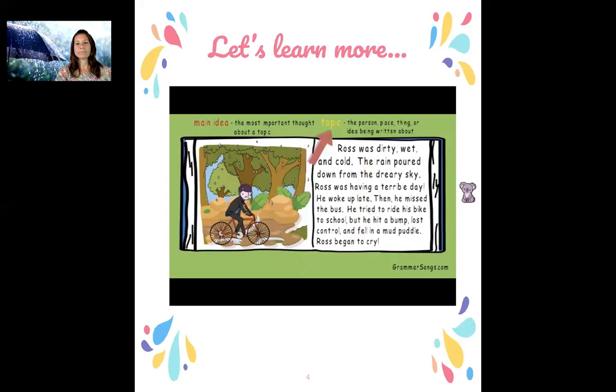First, we need to find the topic. What person, place, thing, or idea is this paragraph about? Of course, it's about Ross. He's the topic. Next, we need to think about the main idea. So what is the most important point this paragraph makes about Ross? Let's read the paragraph again. When we read, we need to notice the supporting details. Remember, supporting details are sentences with additional information that explain, define, or prove the main idea. We need to find the details the author gives us about Ross.